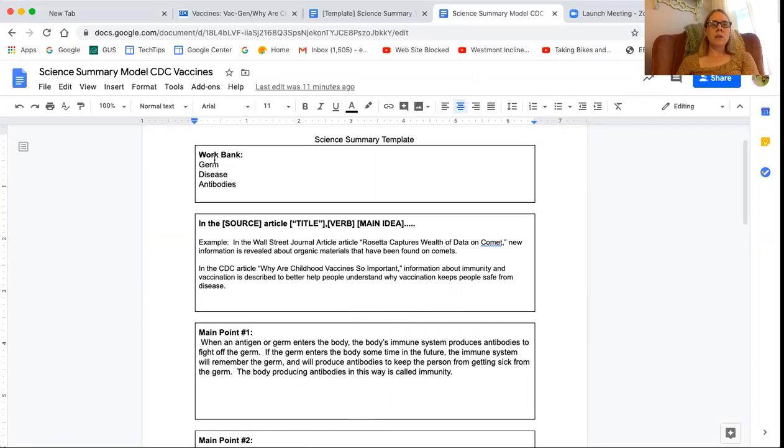Let's go back up to the word bank. I've already started the word bank. So the word bank should include terms that you should know what the definitions of these terms are in order to understand the article. So I've started the list for you. This is not a complete list. So the words I've included are germ, disease, and antibodies. There's maybe 4 or 5 more that you need to include. So you're just going to go through the article and decide what terms would someone really need to understand what those terms mean in order to understand what the article is saying?